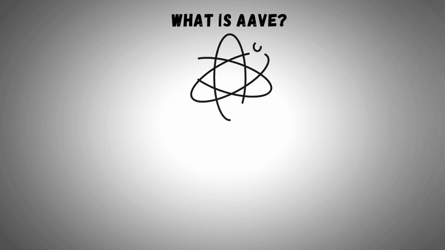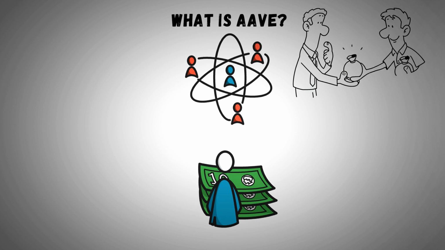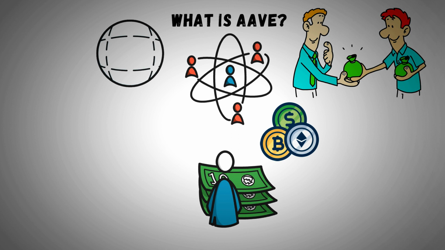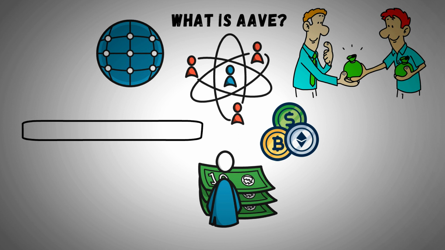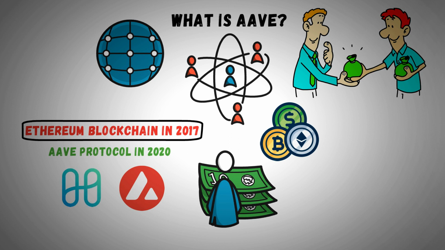Aave is a decentralized finance platform that allows users to lend or borrow cryptocurrencies without the role of any centralized intermediary or institution. Similar to your bank deposits, Aave gives interest to the depositors, and similar to bank loans, it charges interest from the borrowers. But unlike banks, you deposit and borrow cryptocurrencies instead of money. Also, the interest rates of Aave are determined by an algorithm instead of any central authority. Aave was originally launched on the Ethereum blockchain in 2017 as ETH Lend, but later rebranded into Aave Protocol in 2020 and expanded to other blockchains like Avalanche and Harmony apart from Ethereum.